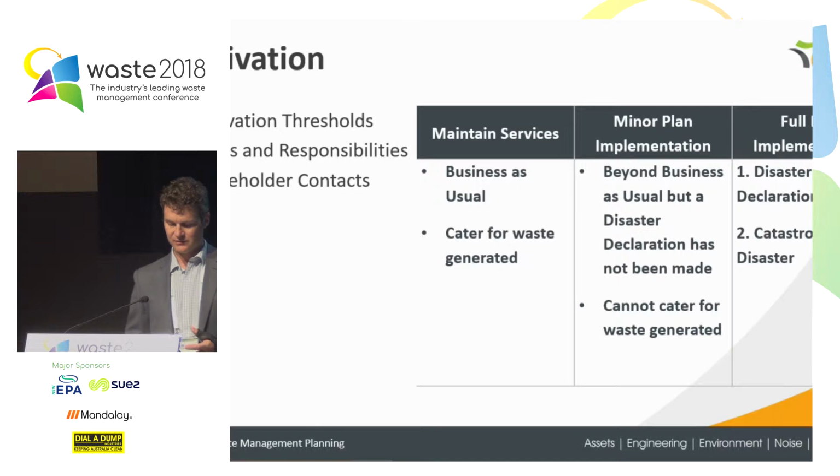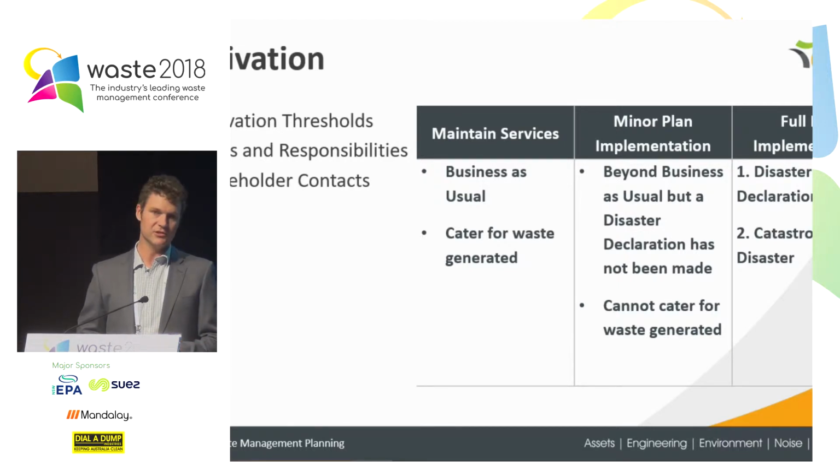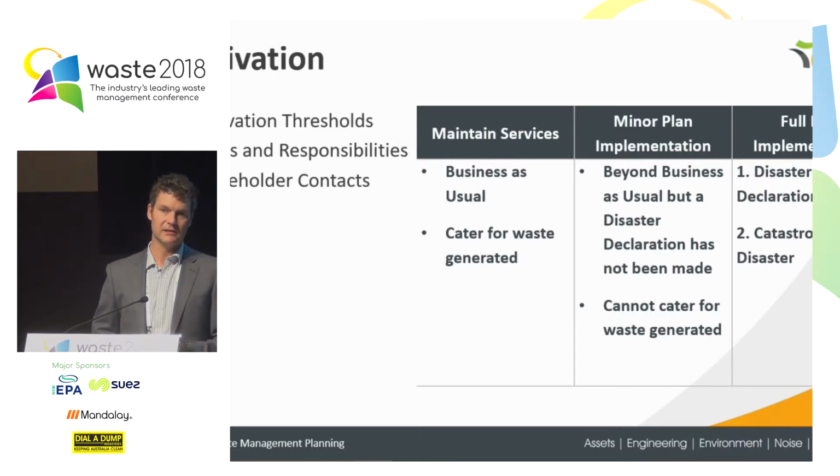So these thresholds could be based on the business as usual factor, whether or not an emergency services have declared a disaster. So, initially you can maintain the services as best you can. You may not implement the plan, but then if it is beyond business as usual for the council, you can partially or fully implement the plan depending on the scale of the disaster or whether or not a declaration has been made by emergency services.